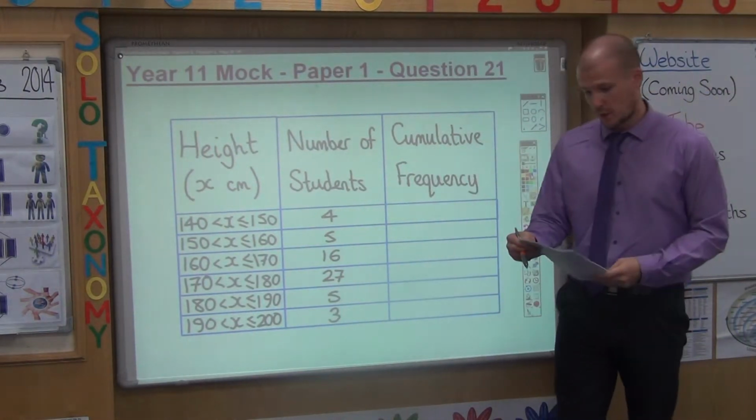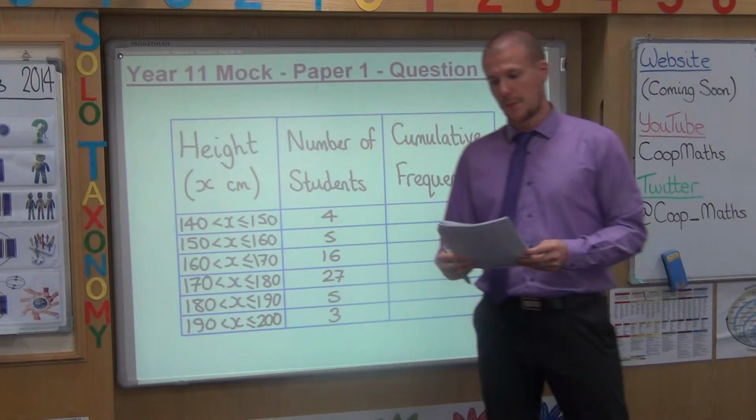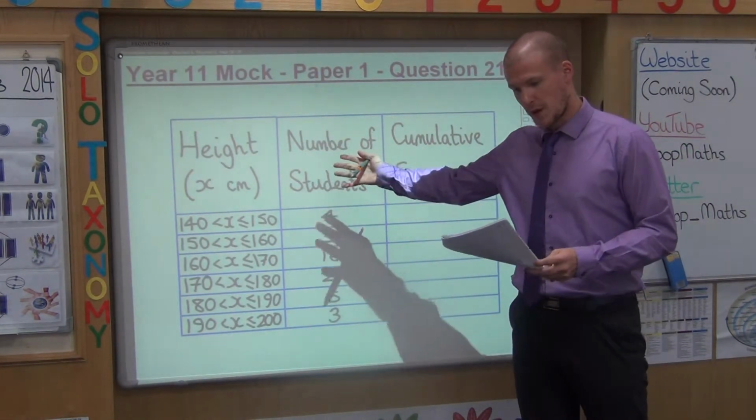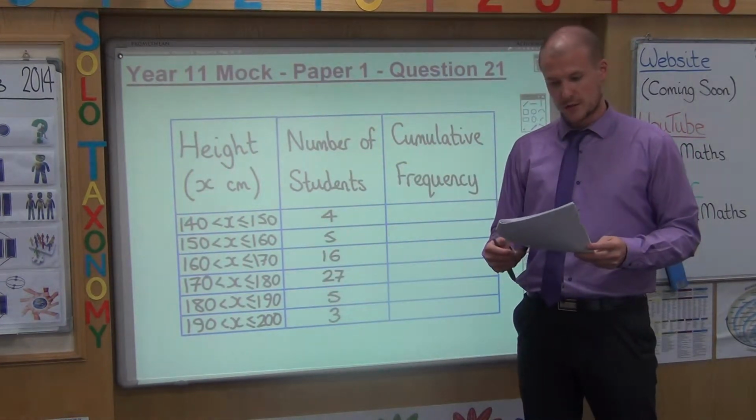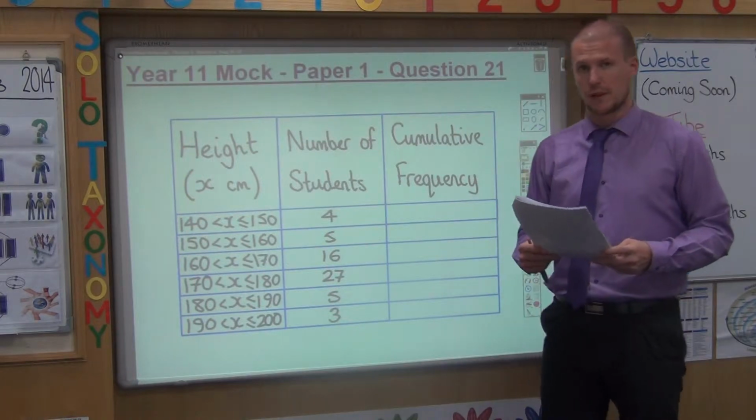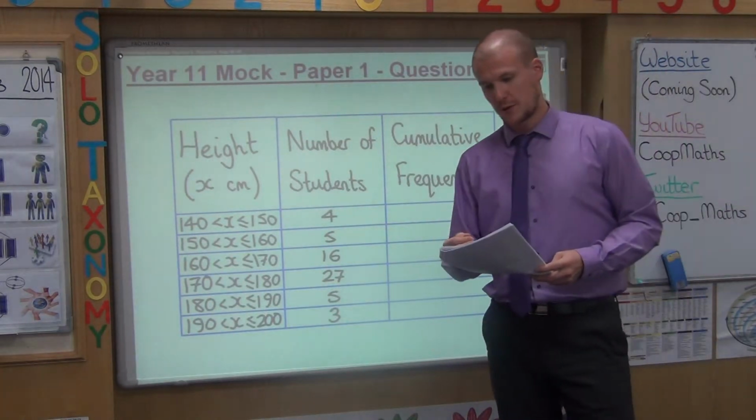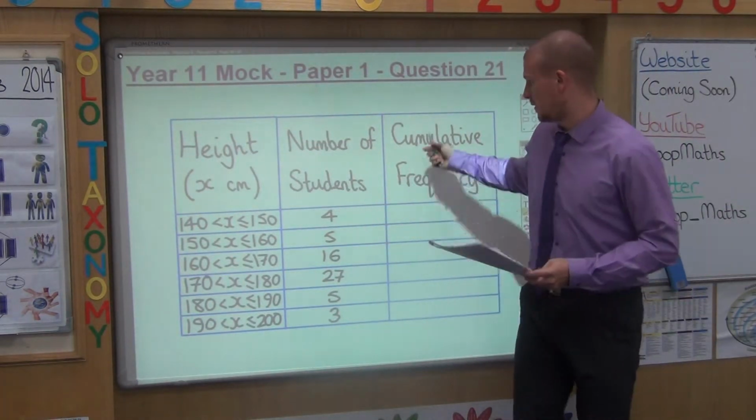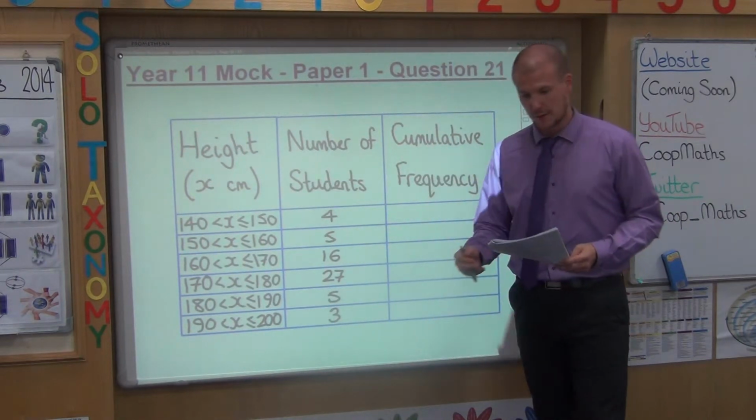Paper 1, question 21. The table below shows information about the heights of 60 students. On the grid opposite, draw a cumulative frequency graph for the information in the table. Now, the first thing to note is that I have added this third column on the end for cumulative frequency.